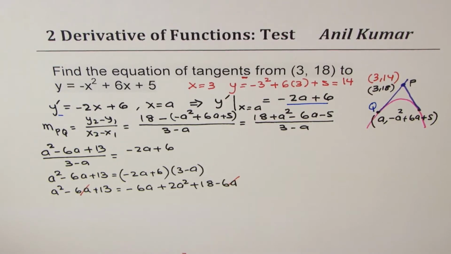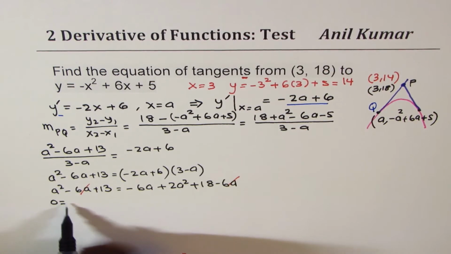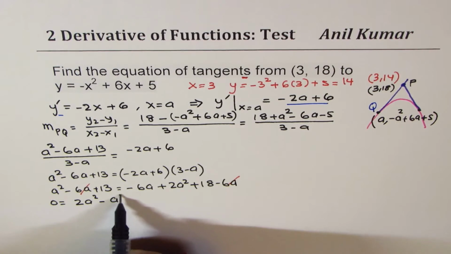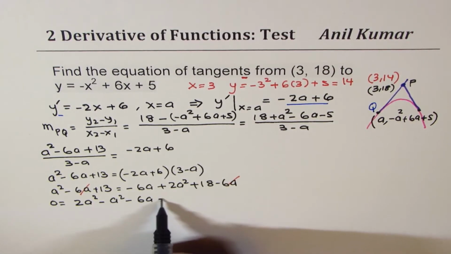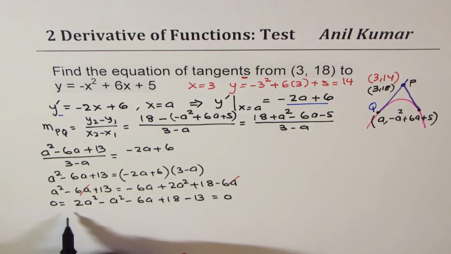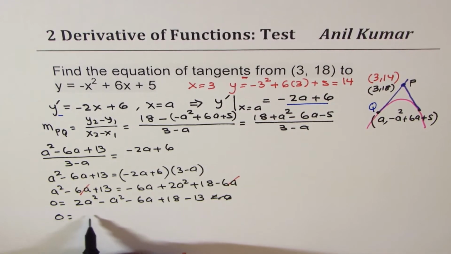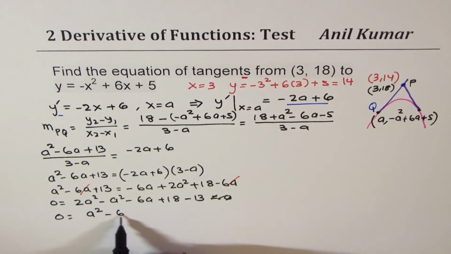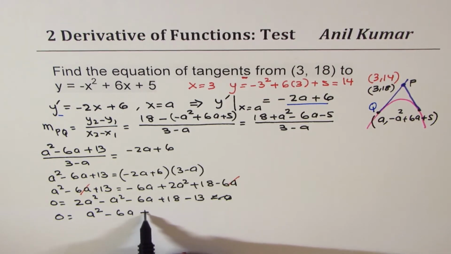Okay. Now, bringing the terms together, we get 0 equals, so we have 2a squared minus a squared. Then we have minus 6a plus 18 minus 13. I've already written 0 on this side. So 0 equals 2a squared minus a squared, which is a squared. Here we have minus 6a, and then 18 minus 13 is 5. So plus 5.